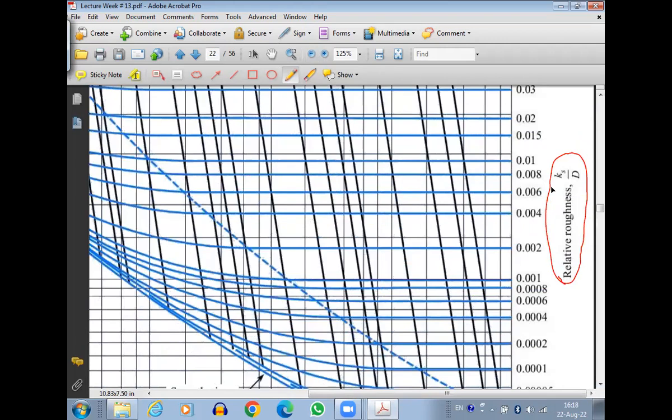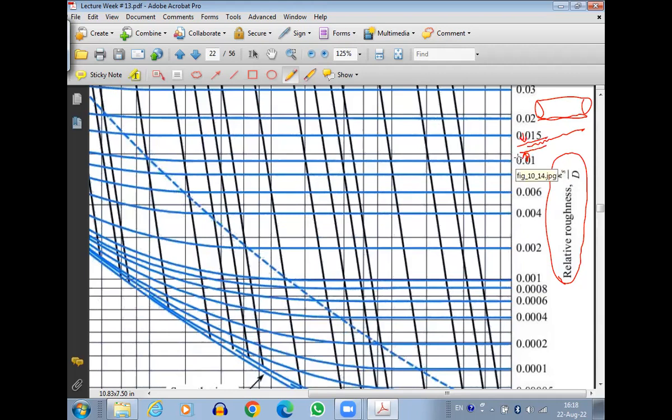D is the diameter. So let's say you have a pipe, and the fluid is moving within the pipe. But if you look through a microscope, the pipe is not actually smooth. If you look deep, you'll find that the surface of the pipe is like this. It's not perfectly smooth. There is roughness. And if you go further deep, you can find out how much this is.